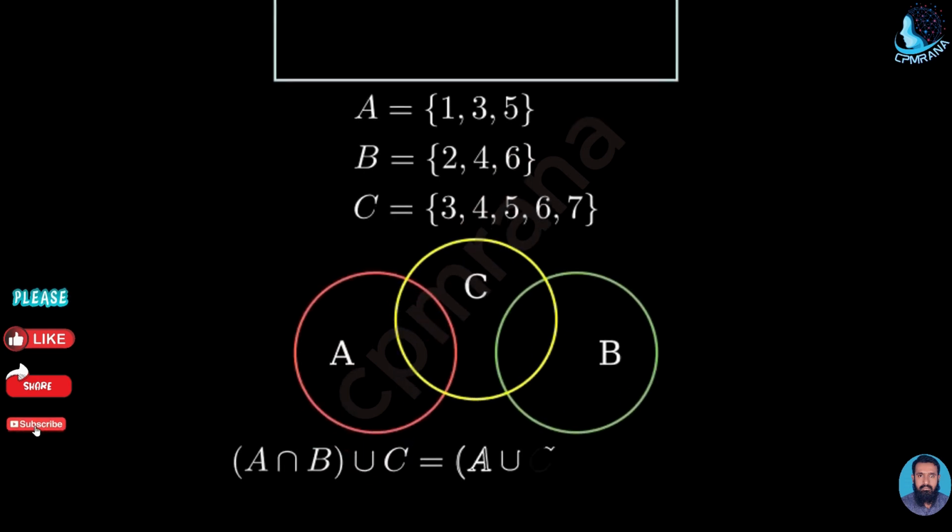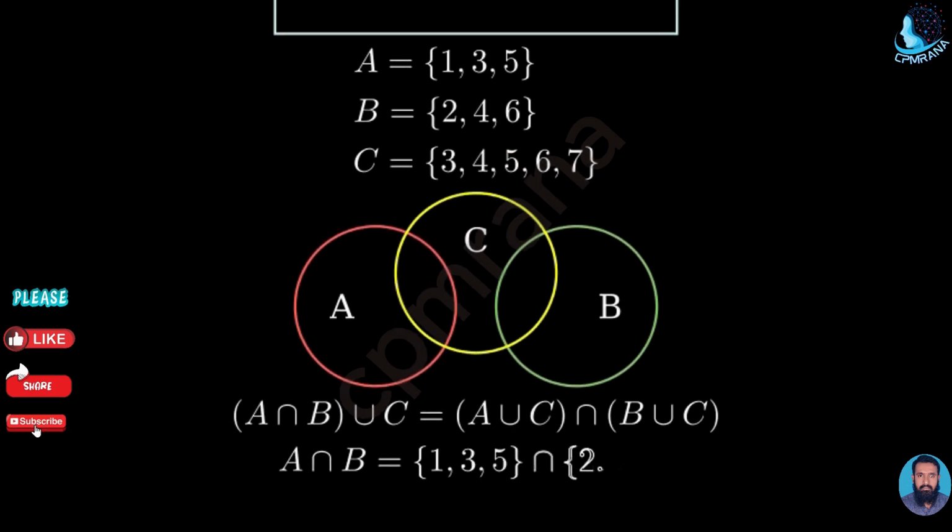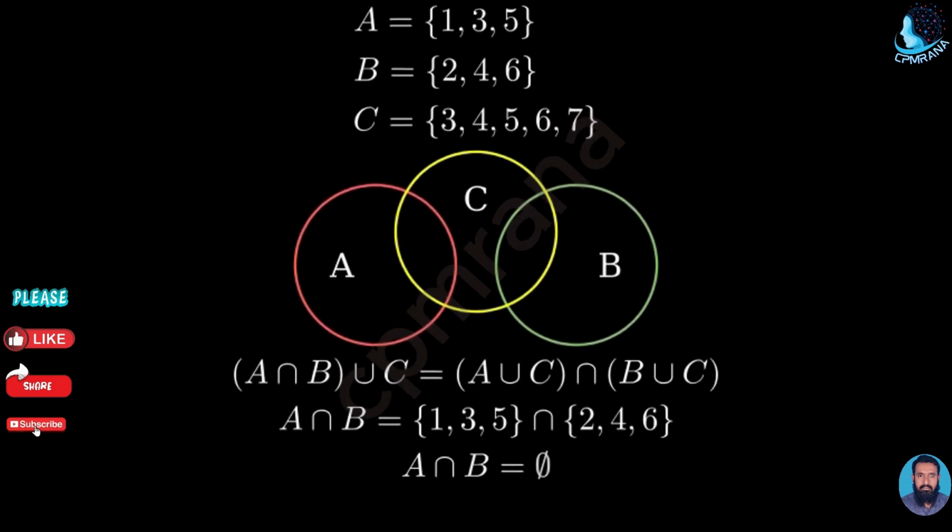Our goal today is to verify the statement A ∩ (B ∪ C) = (A ∪ C) ∩ (B ∪ C). First, we find A ∩ B. This is represented as the set containing 1, 3, 5 intersection the set containing 2, 4, 6. The result is an empty set denoted as φ.